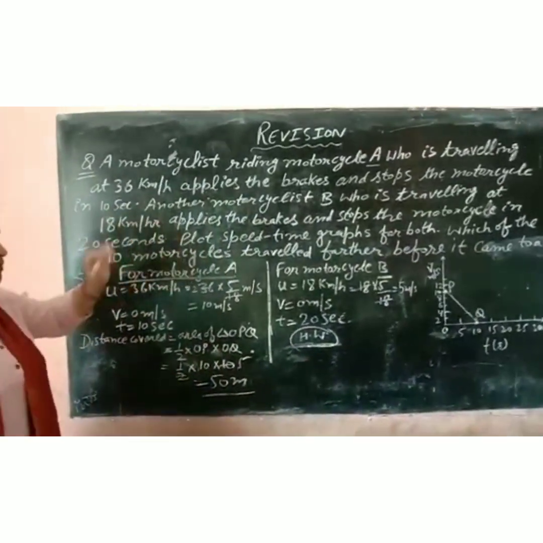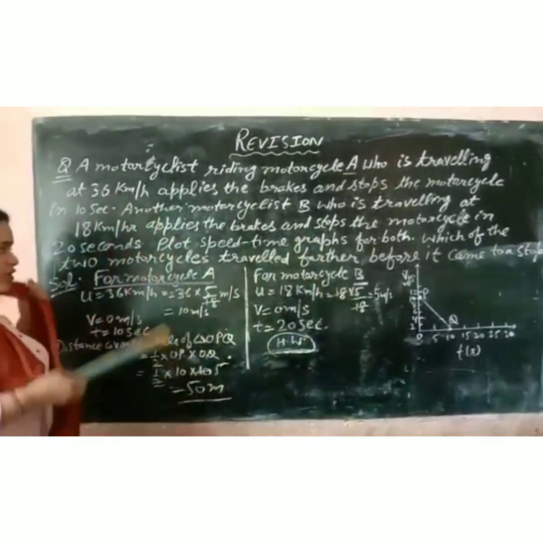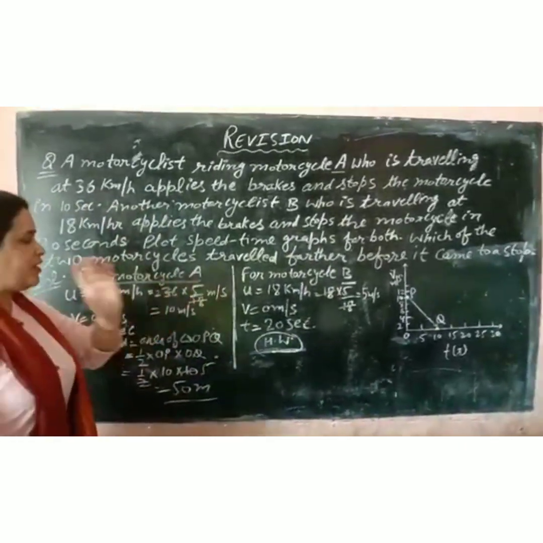This is the next question. I will do it for A and your homework is that you will do the B portion. For motorcyclist A I will explain, and B you have to do by yourself.